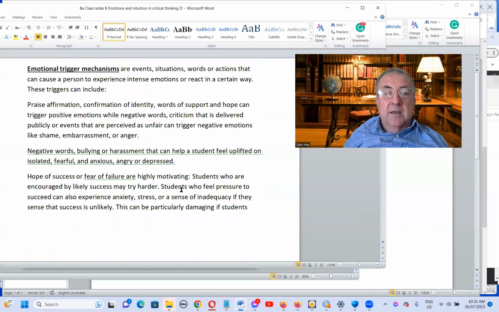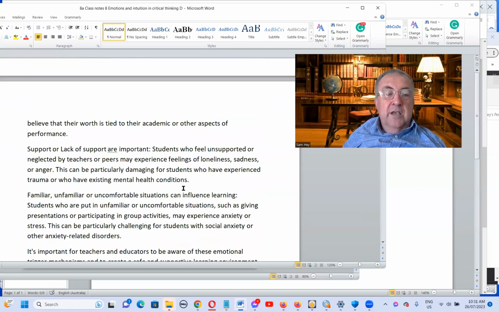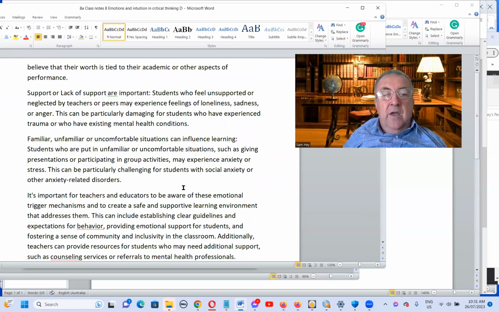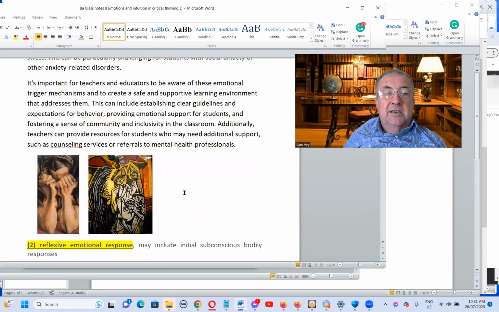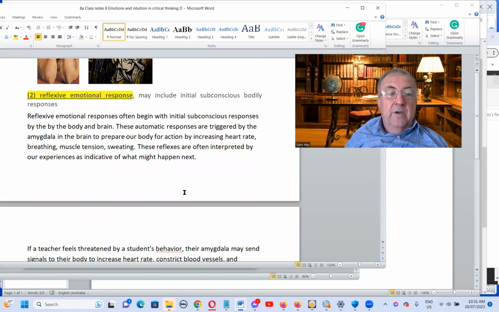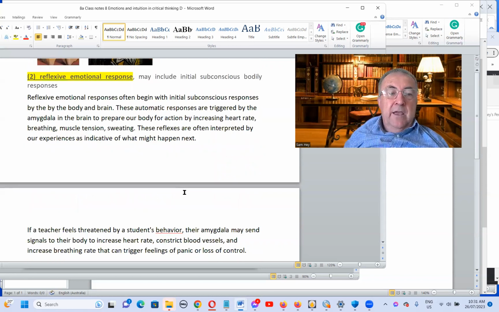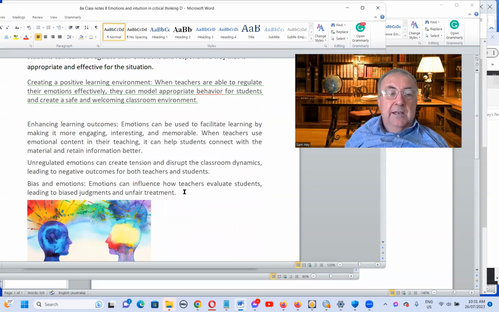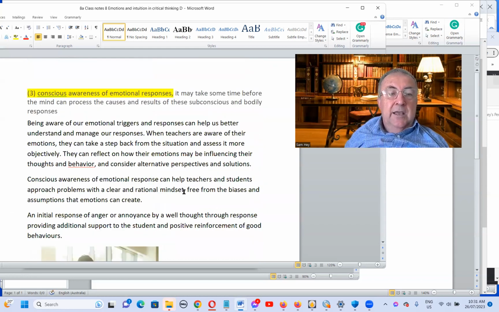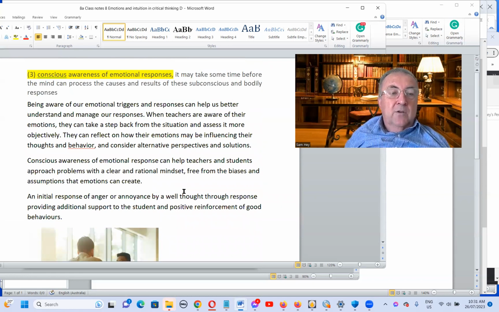It can help us to understand emotional trigger mechanisms. What triggers positive emotions? What triggers negative emotions? How do students feel supported, or how do they at times feel unsupported? It's important for teachers and educators to be aware of these emotional triggers of negative behavior or more positive behavior, to be aware of reflexive emotional responses and how we can, through understanding, move forward in a positive way and create a positive culture in our classrooms.